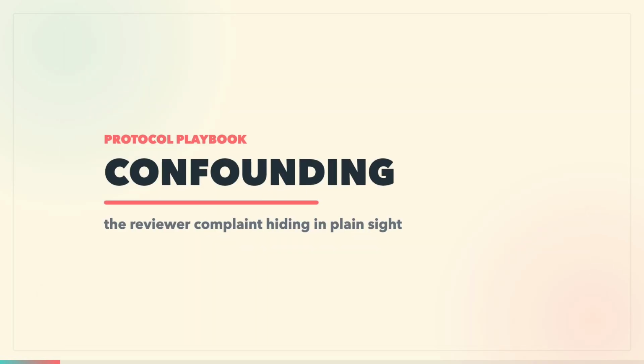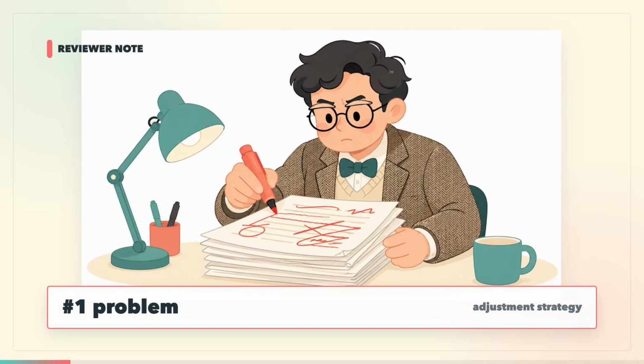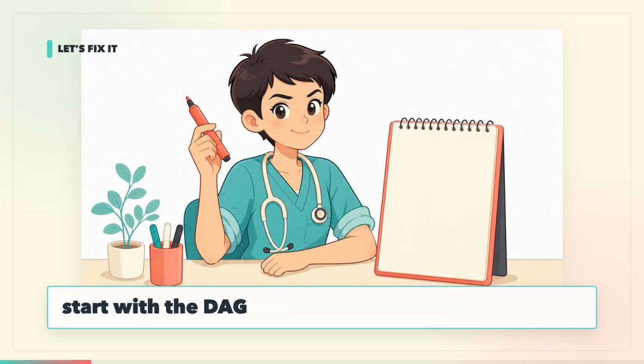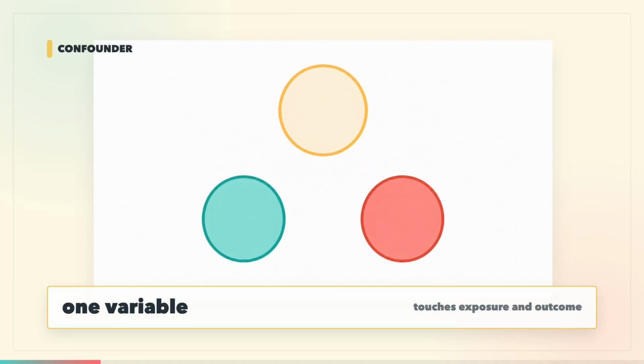That's confounding. And it's the single most common reason a reviewer tears apart an otherwise solid observational study. Not your sample size, not your statistical test, your adjustment strategy. Get this wrong and a significant result tells you something, but not the something you think. Let's fix that. First, what is a confounder, really?